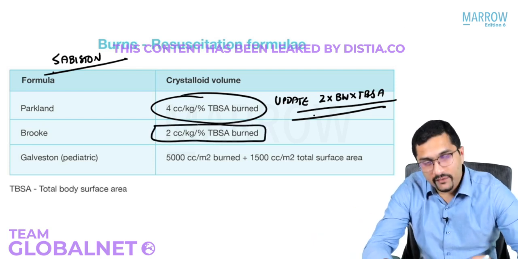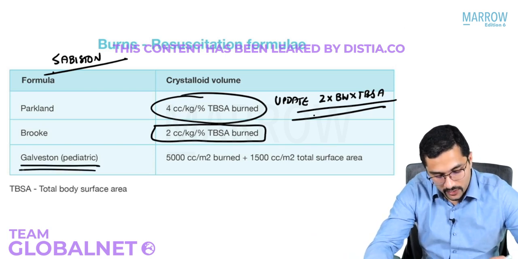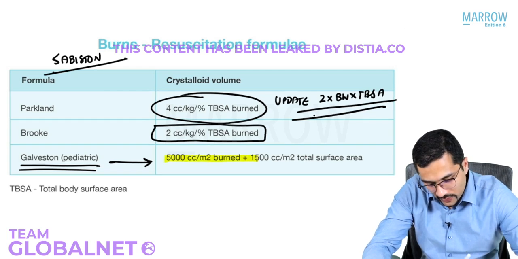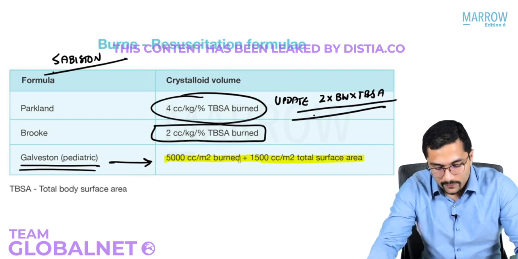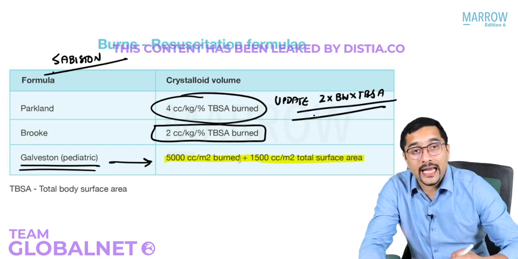Brooks is 2 into body weight into total body surface area burned. And Galveston is a pediatric formula. These are all crystalloid formulas. So Galveston is 5000 cc per meter square burned plus 1500 cc per meter square for total body surface area. This is the Galveston formula.